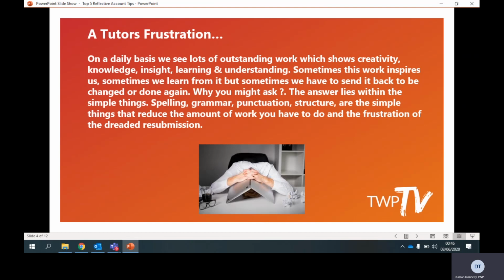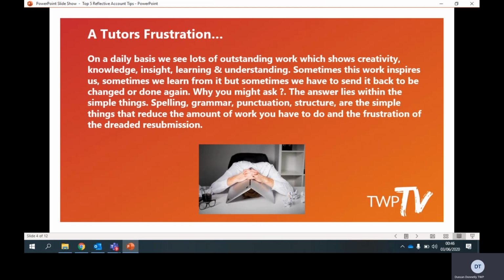This work shows creativity, knowledge, insight, learning, and understanding. Now, if I'm honest, some work actually inspires me sometimes. Okay, sometimes I learn from it, right? But sometimes the work has to be sent back, or it has to be done again. I can hear everybody asking why. Why does it have to be sent back?